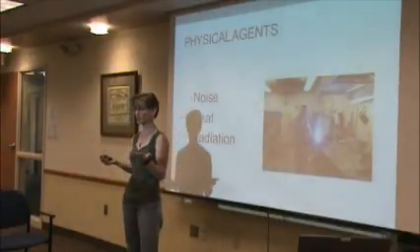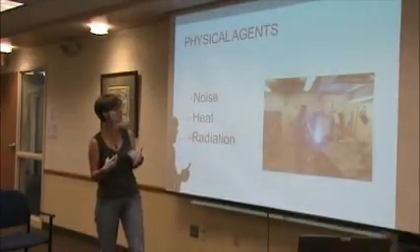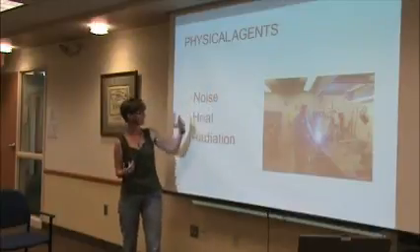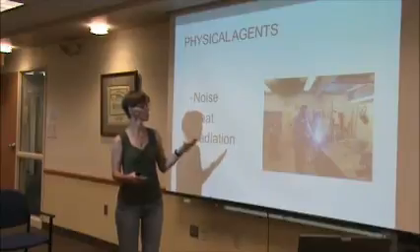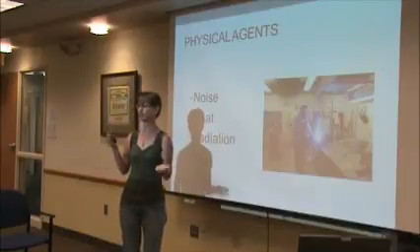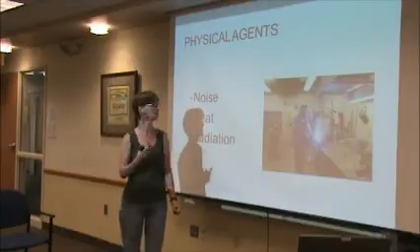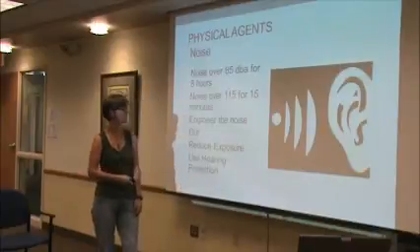All right, next we're going to be talking about different agents that we can be exposed to. Our physical agents: noise, heat, radiation. Whether or not we work in an office, we're potentially exposed to different things at different levels. So we need to be aware of what's out there and what we're being exposed to.